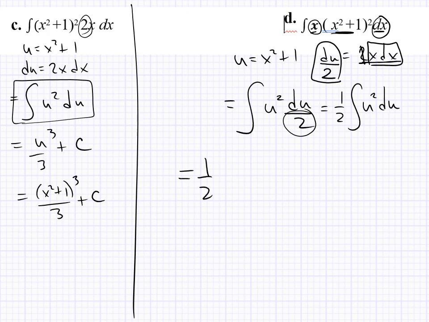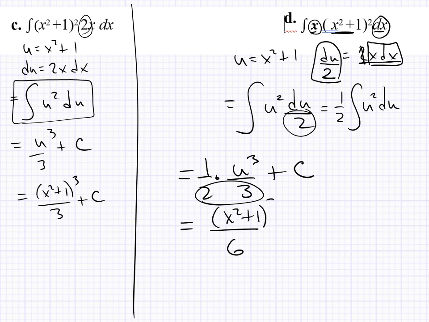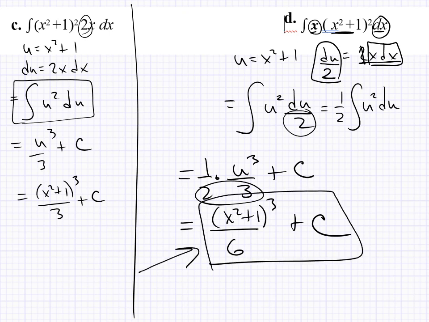So I end up with 1/2 times u cubed over 3 plus c. The 2 and the 3 multiply and give me a 6. The u was x squared plus 1 cubed plus c. Now remember, you can always check your answer by taking the derivative of it and seeing if you get back to where you started.